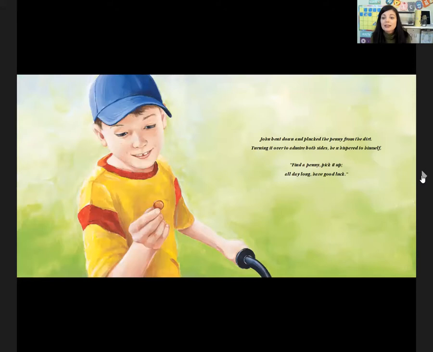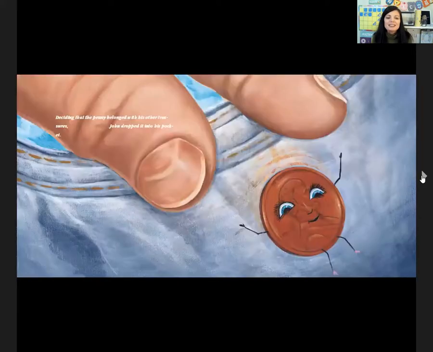John bent down and plucked the penny from the dirt. Turning it over to admire both sides, he whispered to himself, "Find a penny, pick it up. All day long you'll have good luck." Deciding that the penny belonged with his other treasures, John dropped it in his pocket.